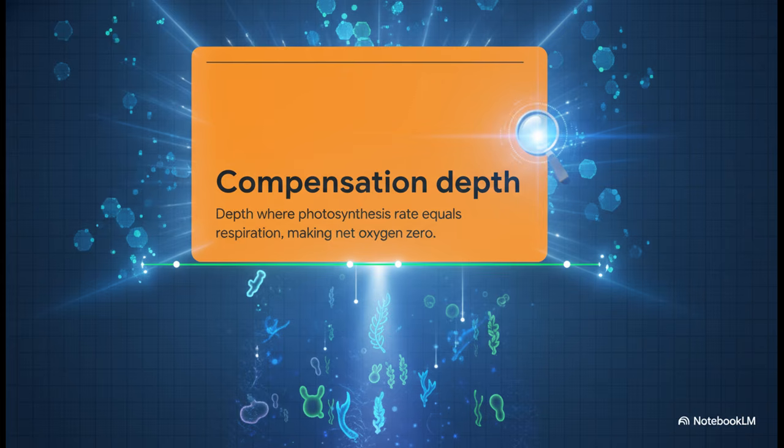This brings us to a really critical threshold called the compensation depth. Think of it as the absolute break-even point. It's the exact depth where a marine plant's rate of photosynthesis is perfectly canceled out by its own respiration. At this line, which usually hits right where light levels drop to just 1% of surface light, net oxygen production is flat out zero. Below this depth, the system just can't sustainably generate new biological life from sunlight.